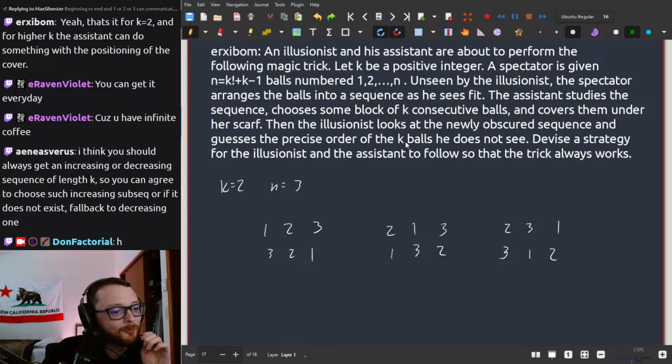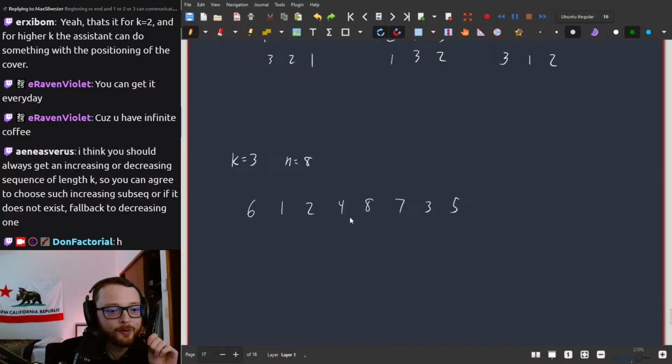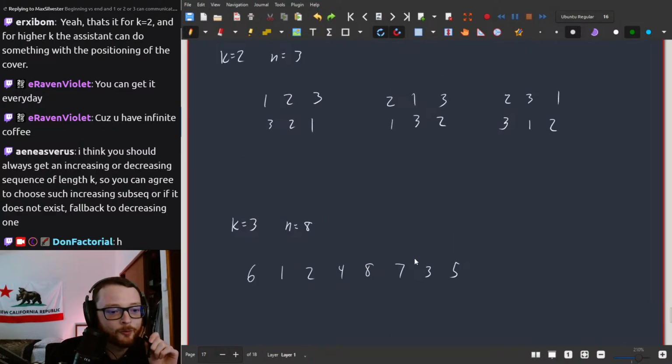Then you should always get an increasing or decreasing sequence of length k. So you can agree to choose such an increasing subsequence, or if it does not exist, fall back to a decreasing one. That would be interesting if it was true, Aeneas. It does feel like you need to have at least an increasing or decreasing one. I think I was able to engineer one that didn't have any increasing ones, but I might have created a decreasing one by doing that when I was working on k equals 3.